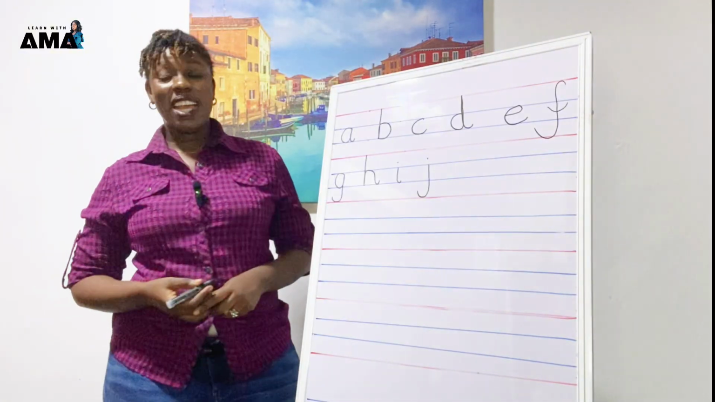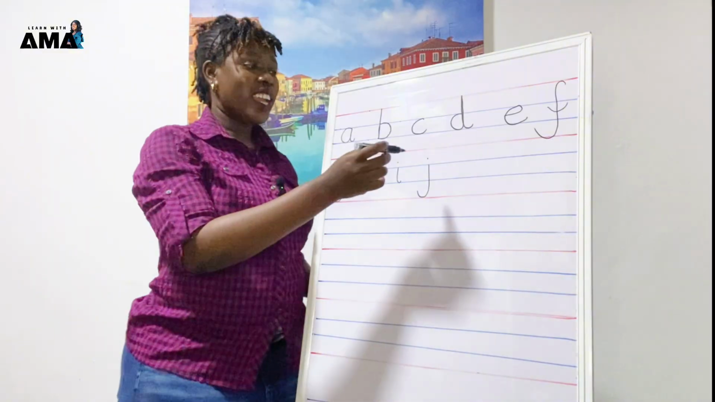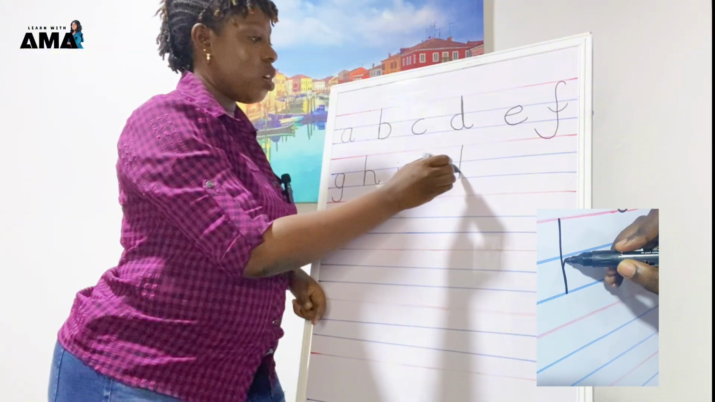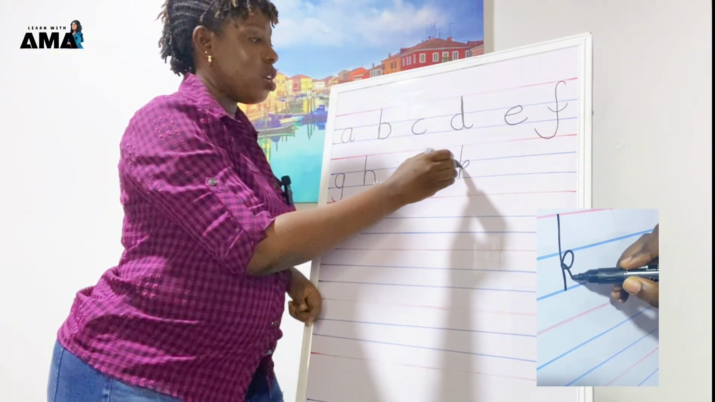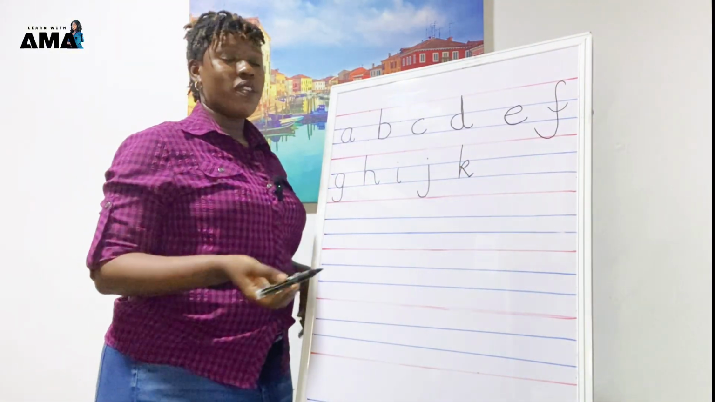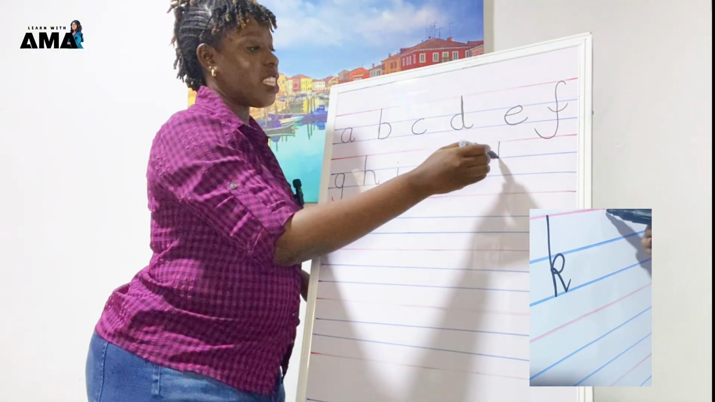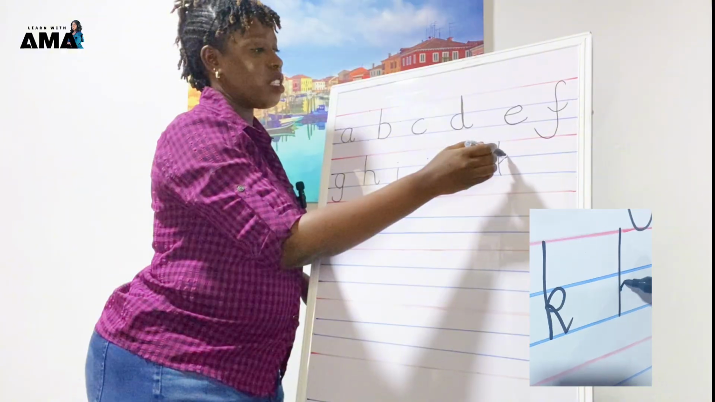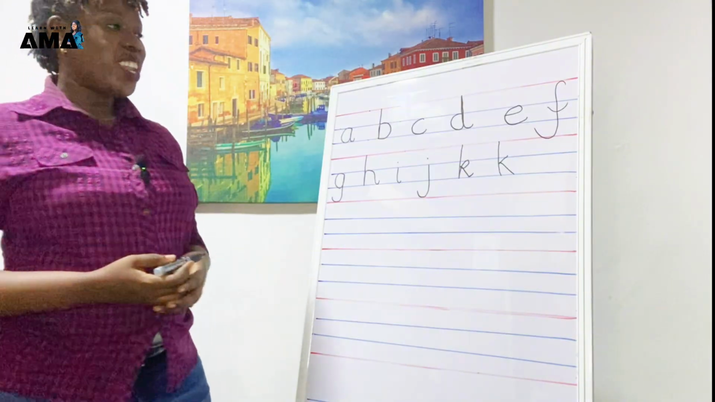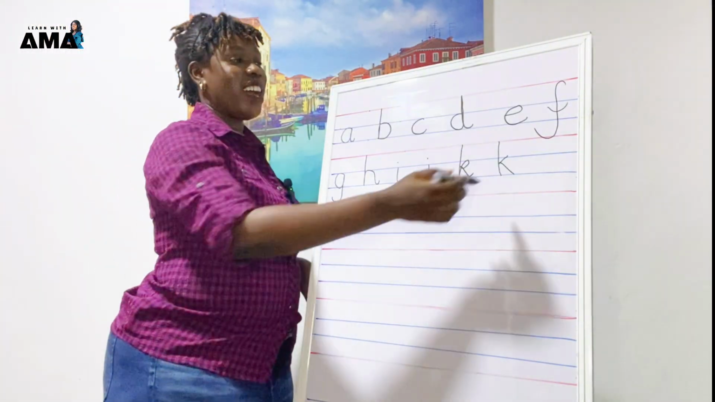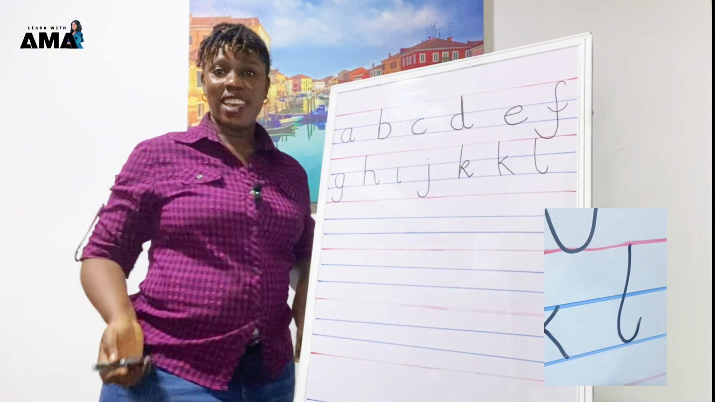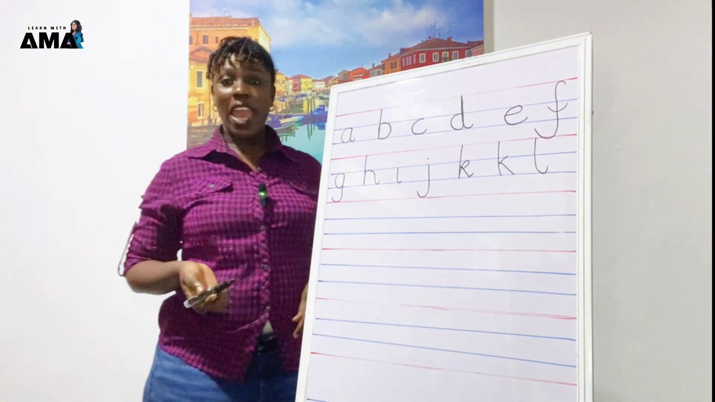Now let's go to letter K. Letter K has a stroke down, take it up to make a loop, the slant down and a kick. If your child, however, starts to write the letter K like this, with a slant up and a slant down, that is also fine. Now let's go to letter L. L has a stroke down with a flick right here. Next we have M.